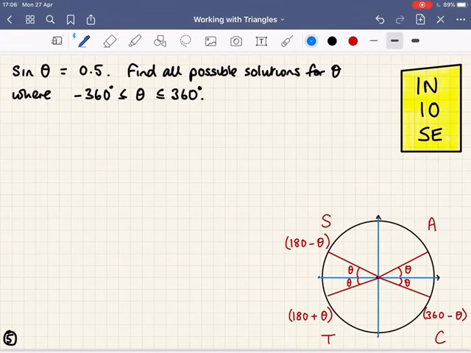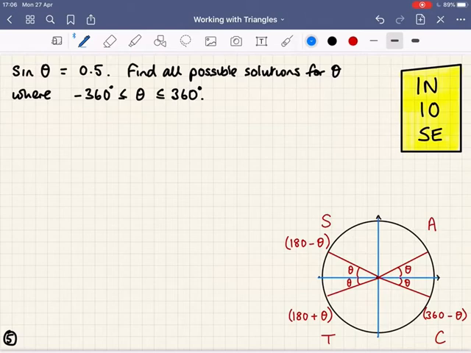What other things might we get asked? This time I'm told that sine theta equals 0.5. Find all the possible solutions where theta sits between minus 360 and 360. Now your calculator is a brilliant machine, but it doesn't know every possible solution, because if you said inverse sine of 0.5, it couldn't give you a list of every possible solution because there's an infinite number of solutions. It will only give you the one solution that it can.